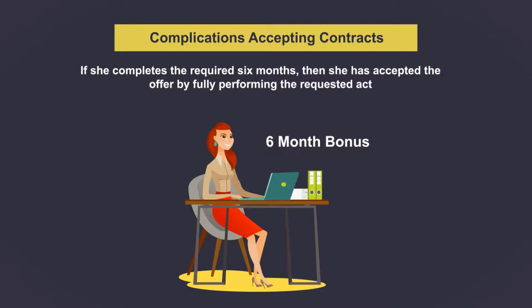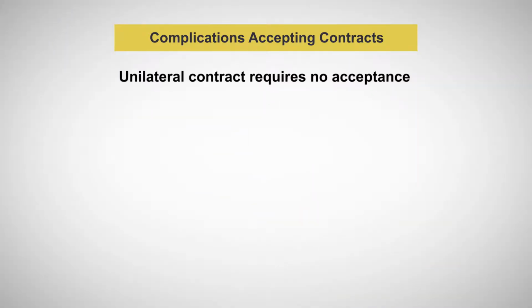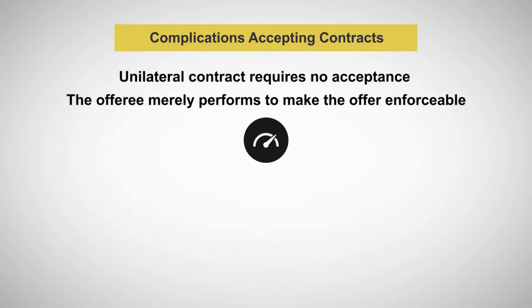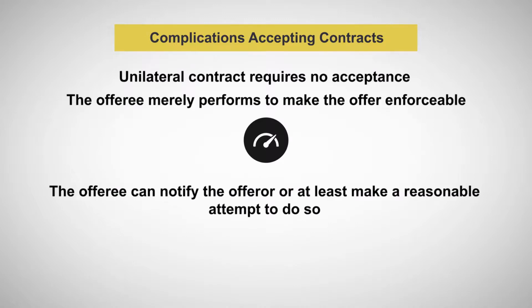A unilateral contract requires no acceptance. The offeree merely performs to make the offer enforceable. However, the offeror must at least be notified once performance has been completed. The offeree can notify the offeror or at least make a reasonable attempt to do so.